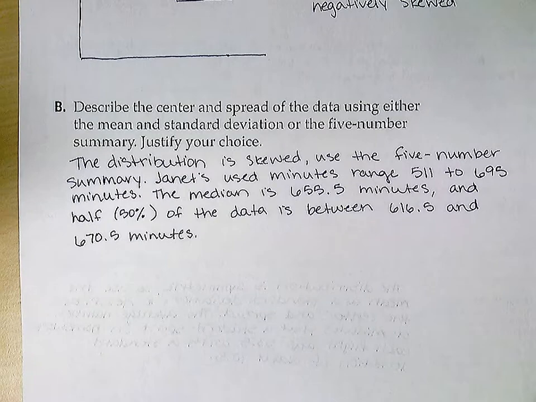Okay, so I got all 5 numbers in there. I got the min and the max, so that was the range. I talked about the median, and then I said 50% of the data is between the 2 quartiles, quartile 1 and quartile 3. Okay, does that make sense?